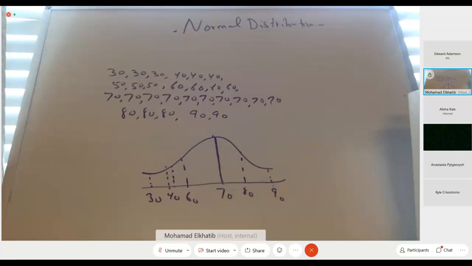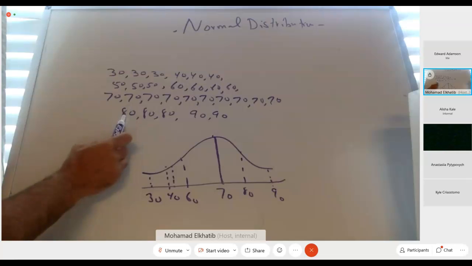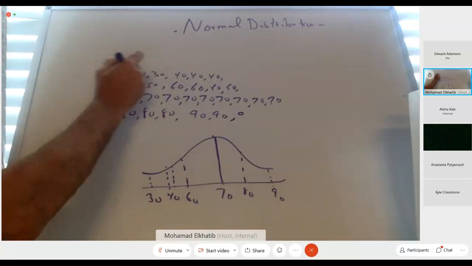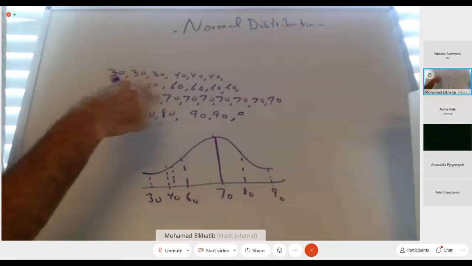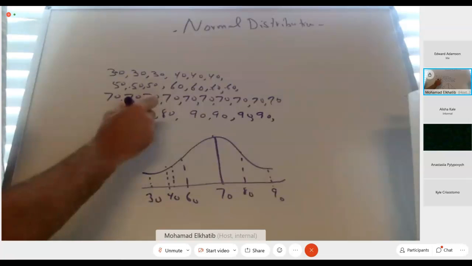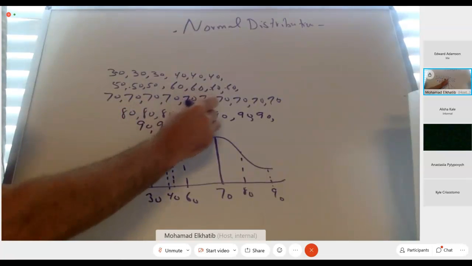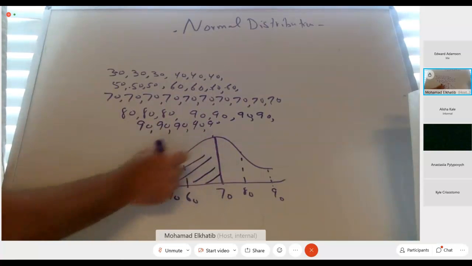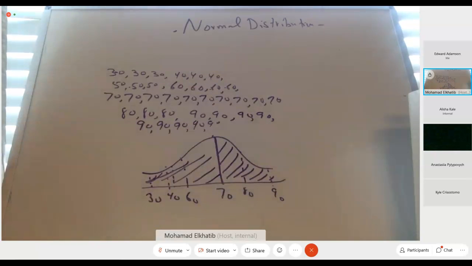And then another thing is, how many data are above the average? 1, 2, 3, 4, 5. But actually I should have more here. Let's see, 1, 2, 3, 4, 5, 6, 7, 8, 9, 10, 11, 12, 13. So that means past 70, I should have 13. In other words, the number of scores below the average has to be the number of scores above the average.